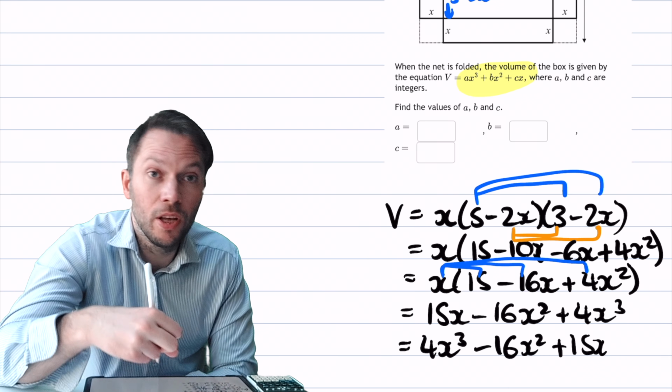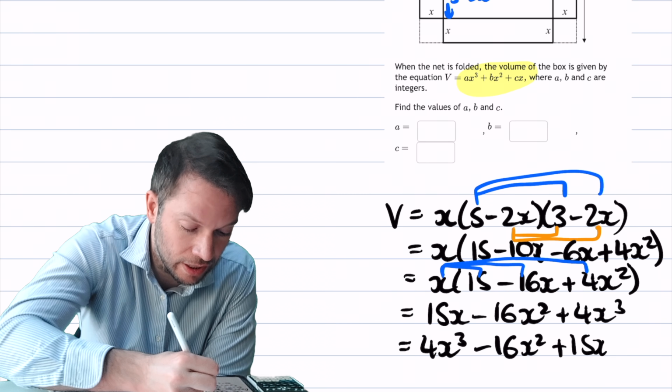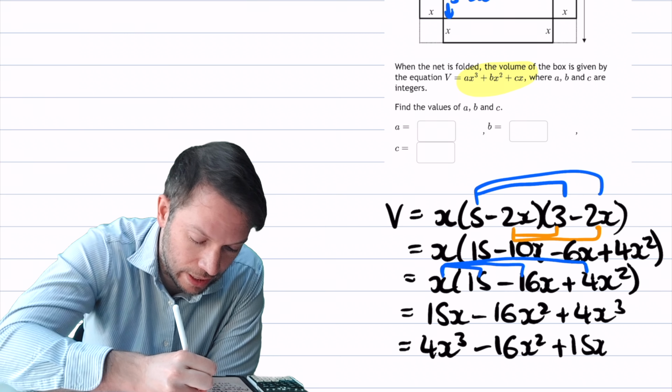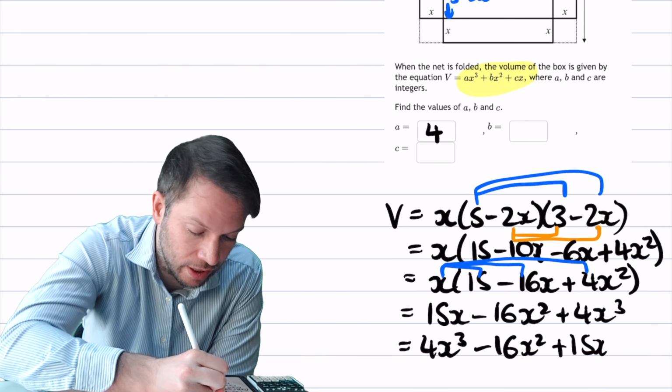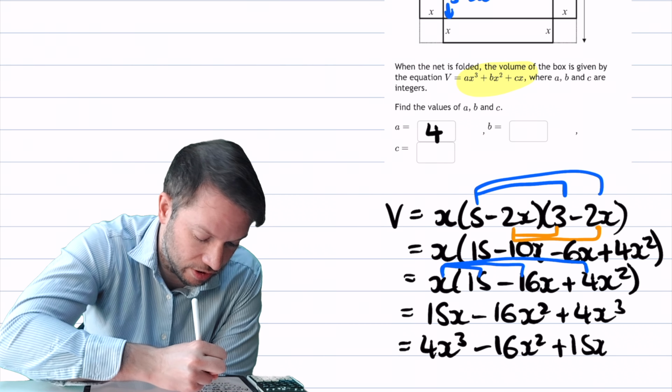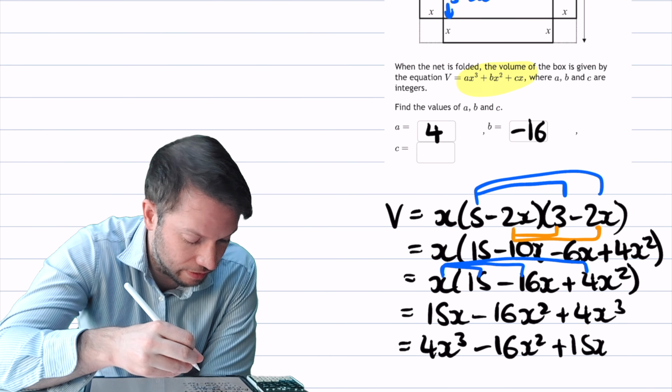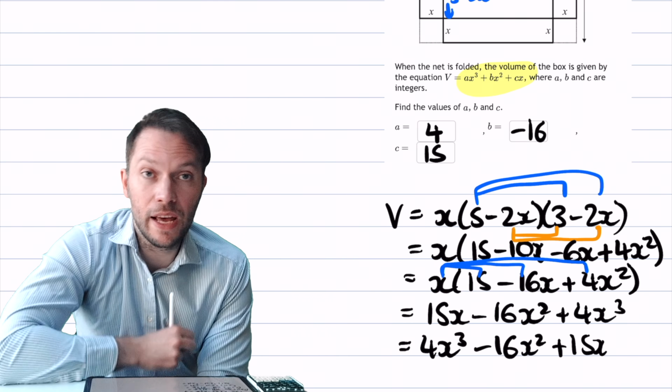And a, b, and c are the numbers in front of the x cubed term, the x squared term, and the x term, also known as the coefficients of those terms. So a is the coefficient of x cubed, which is 4. So a is 4. B is the number in front of the x squared, the coefficient of x squared, which is minus 16. And c is the number in front of the x, the coefficient of x, which is 15. And that is the final answer.